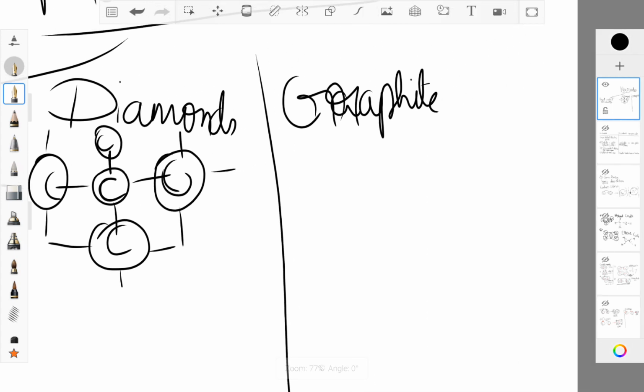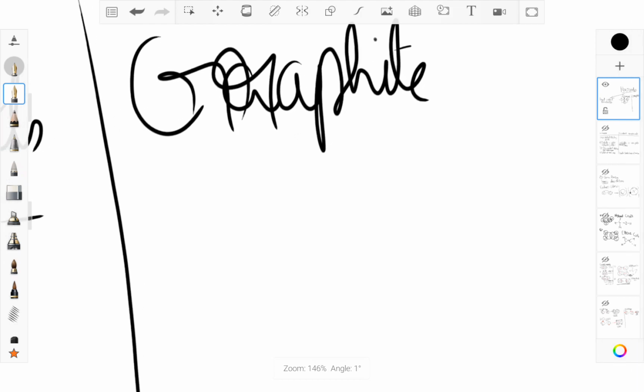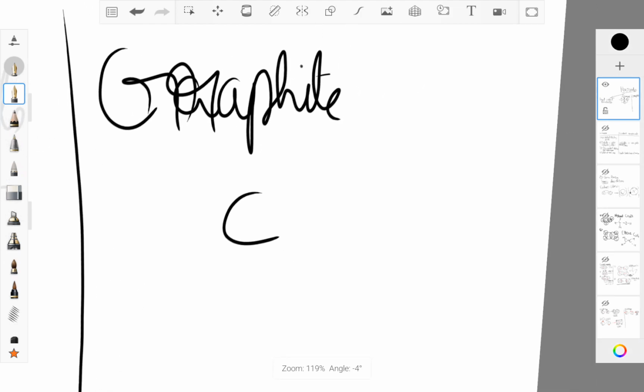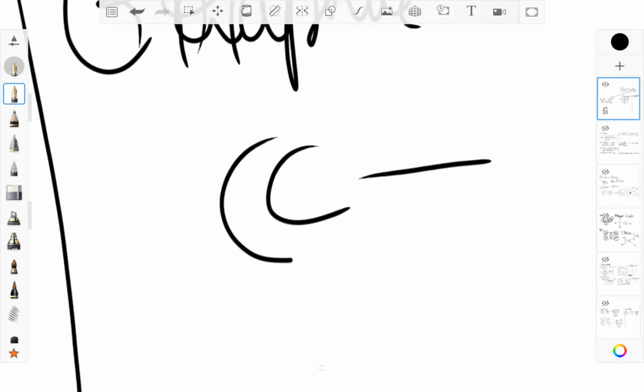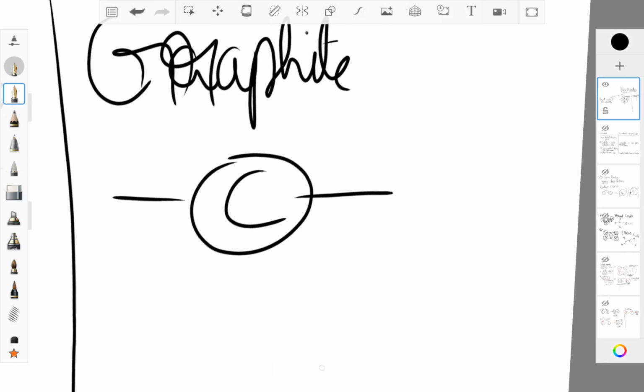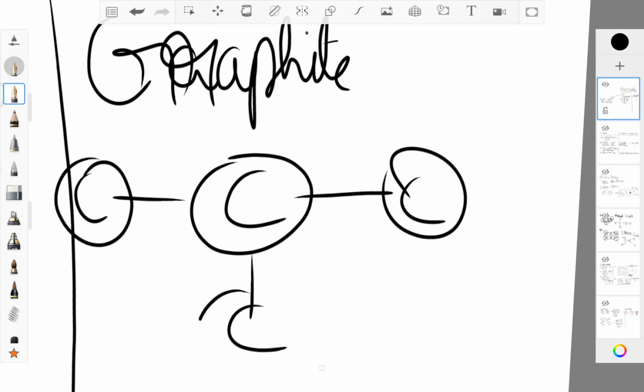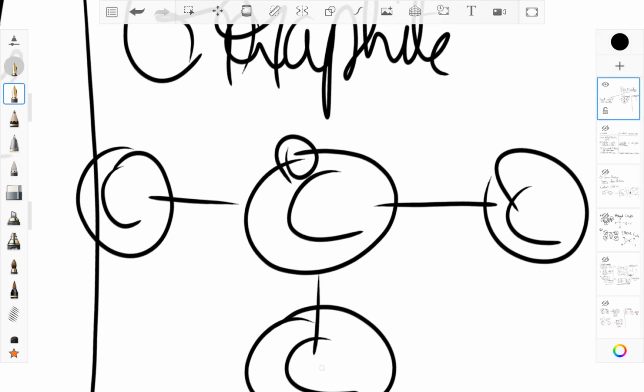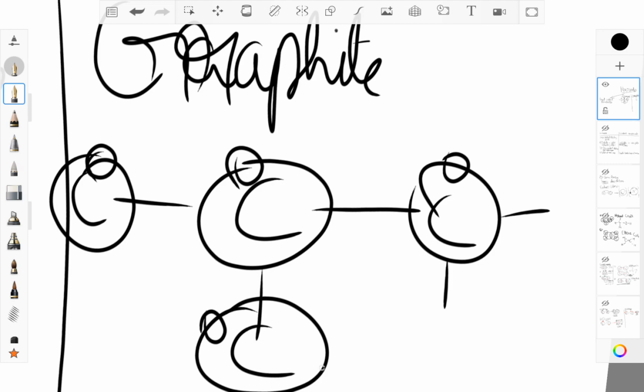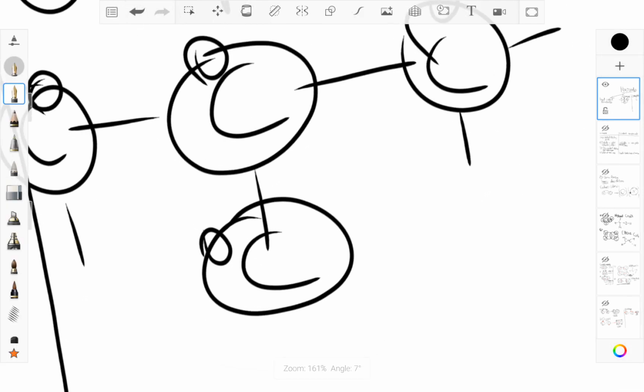Now we look at graphite. Graphite is also carbon, but here it only uses 3 of its valence electrons to form bonds. So each of these retains one of the electrons. Again, these stretch out. It's just a small section.